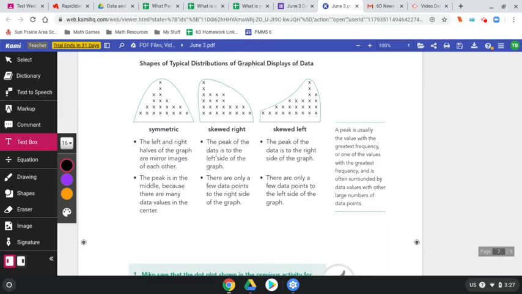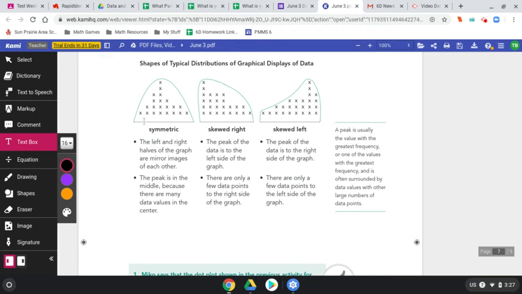So if we were looking at dot plot diagrams, you can see how this one is set up. You've got low values on the outside and higher values in the middle. This one would be called symmetric, and we call it that because it almost looks like a bell curve, right? It looks very symmetric. As we go to the middle, we get more and more observations, and then as we go back to the highest, we get fewer and fewer observations.